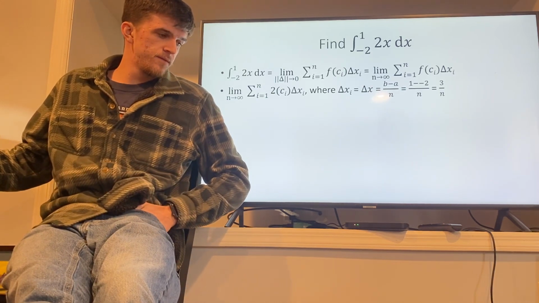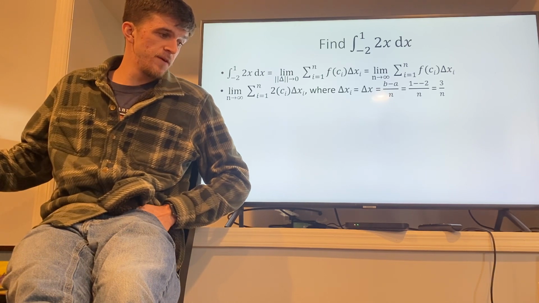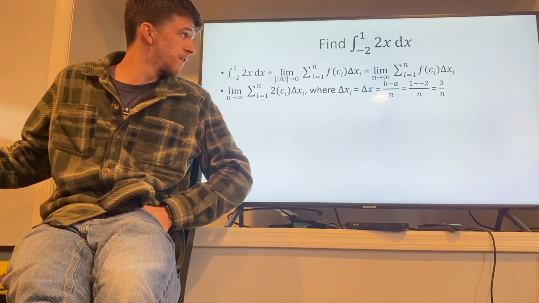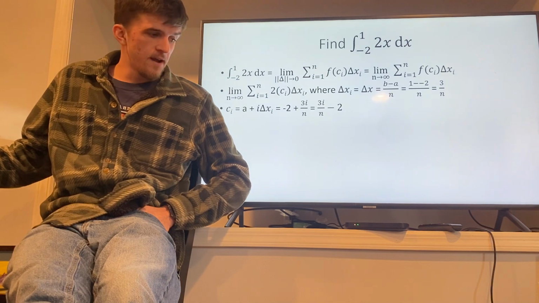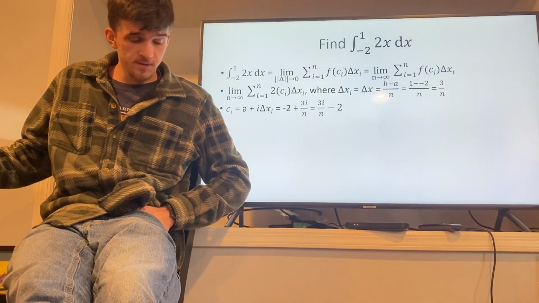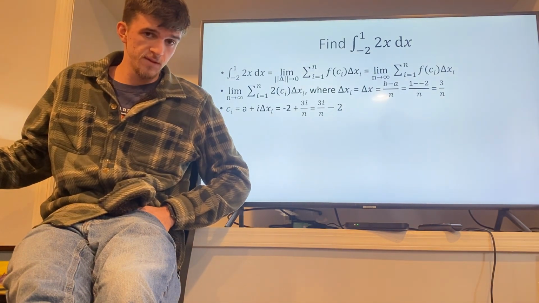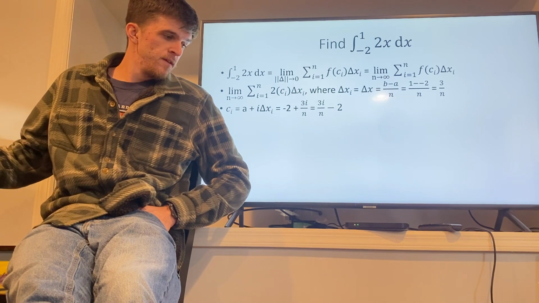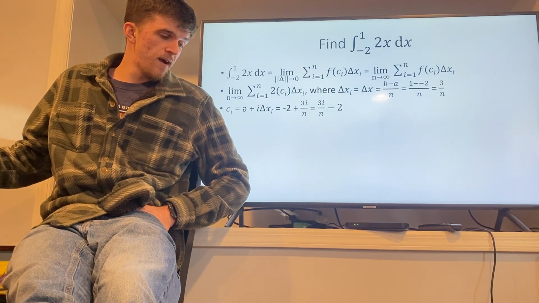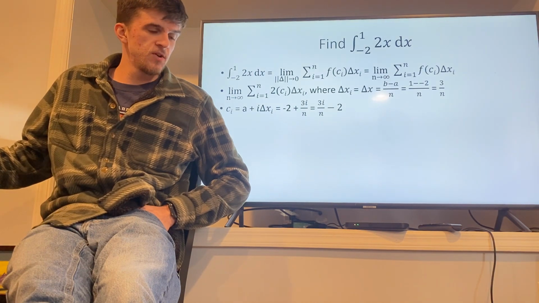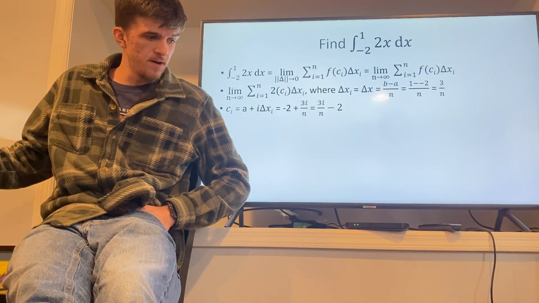Where 2x would be f of x, delta xi is your width, your b minus a, your 1 minus -2, your 3 over n is your delta x. So we'll use ci, we'll use a plus i delta x, to get our value of ci. So we get -2 plus 3i over n. I chose to rewrite it as 3i over n minus 2.